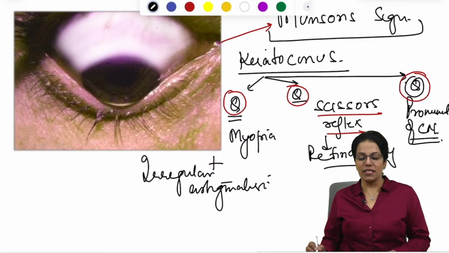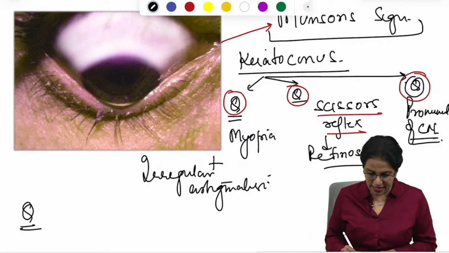Okay, we come to the next question. The next question they ask you is oil droplet reflex. I am writing here. So when you say oil droplet reflex, where is this seen?